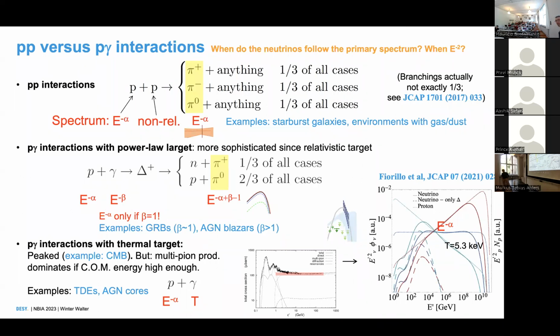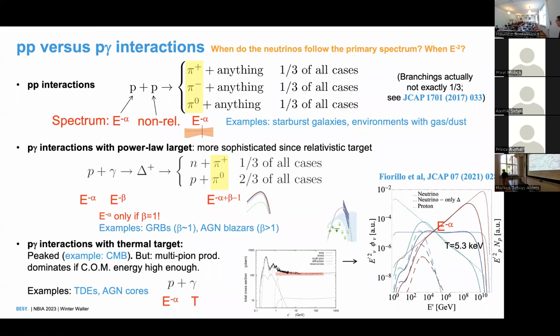And that situation is typically found in AGN cores or tidal disruption events. So this is why the spectra also look roughly like E to the power of -2, at least at the peak in this kind of situation. If you interact with the cosmic microwave background, you would have rather something peaky because the maximal proton energy determines the cutoff. So it's always a matter of what determines this cutoff. And you cannot just rely on this delta resonance approximation in certain situations. That was my point here.